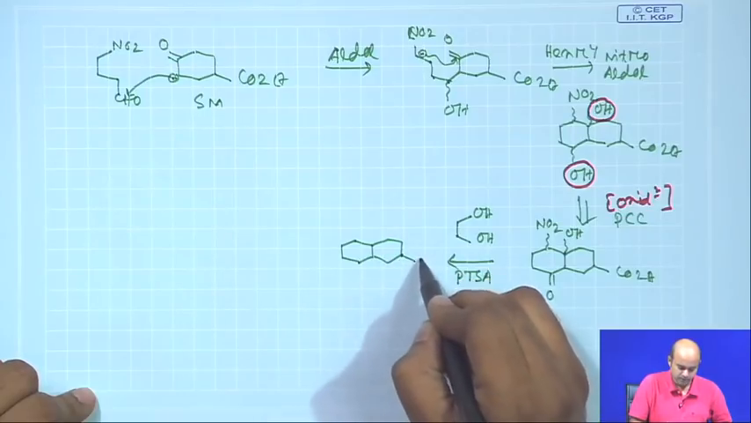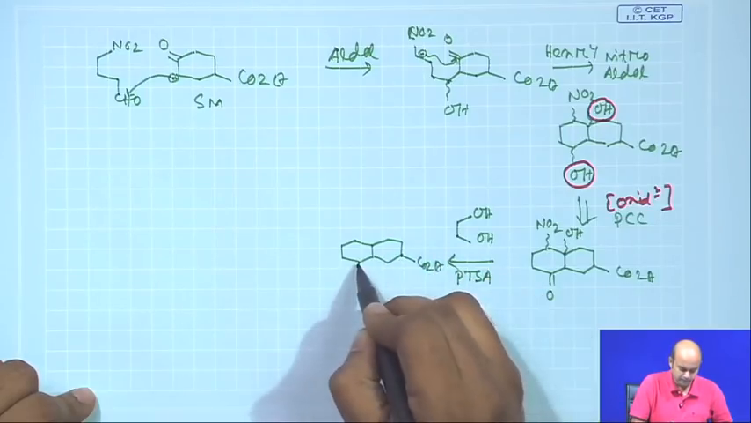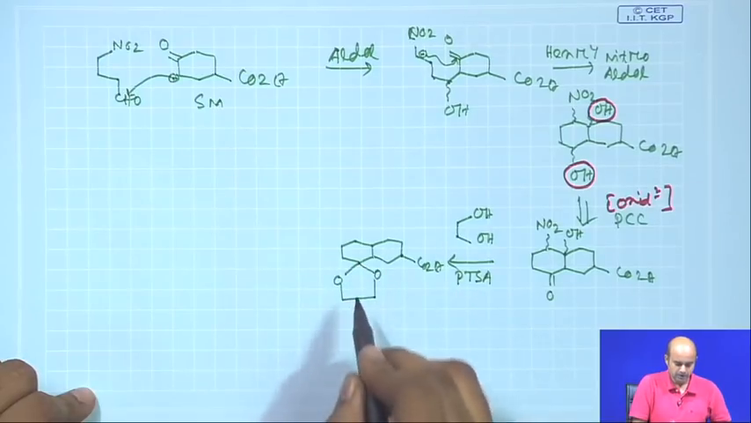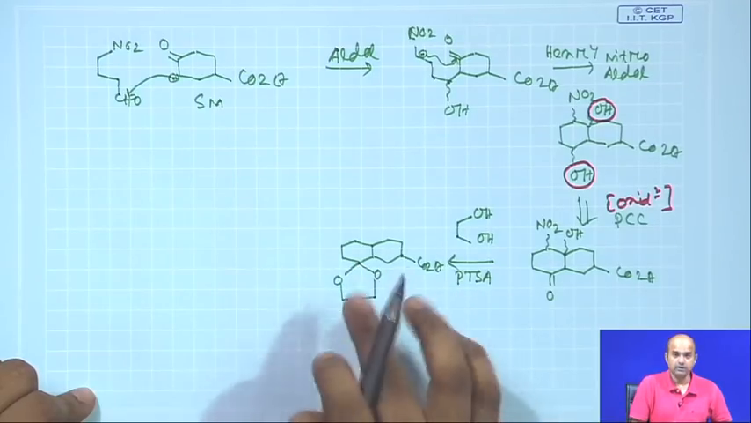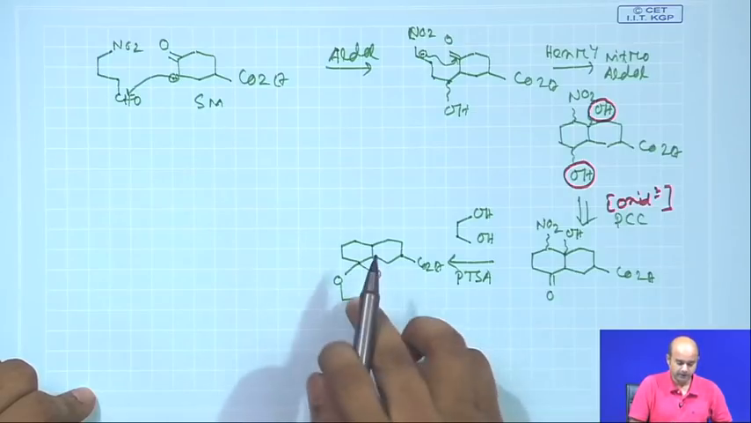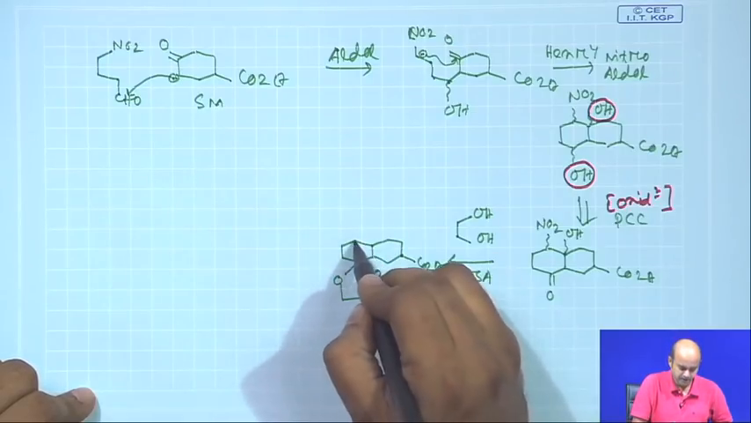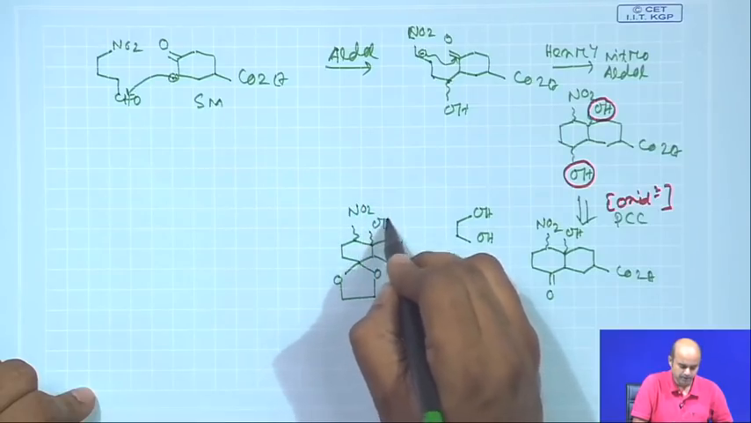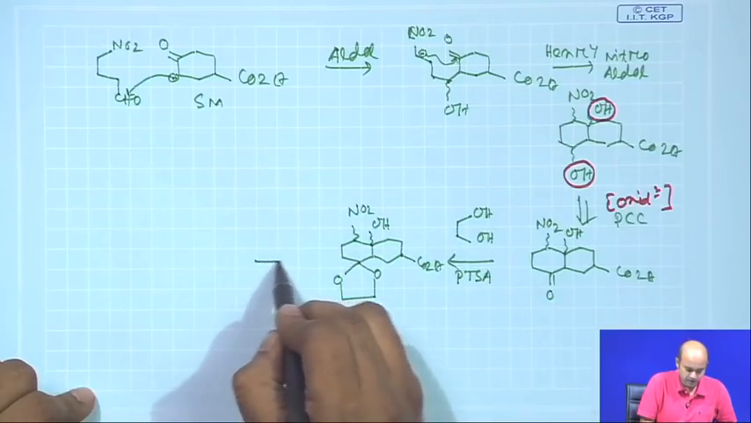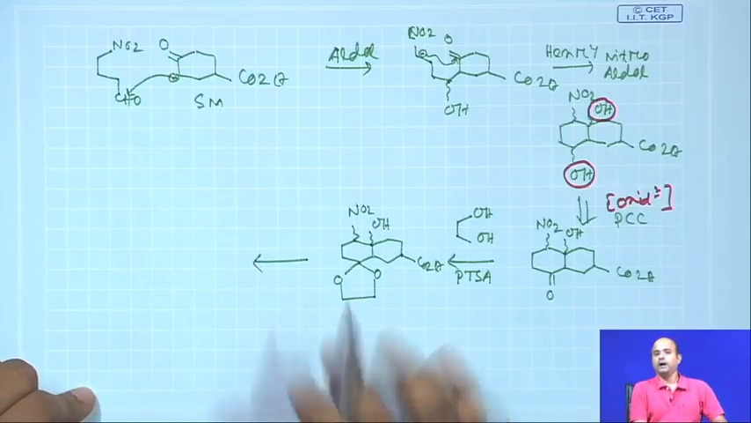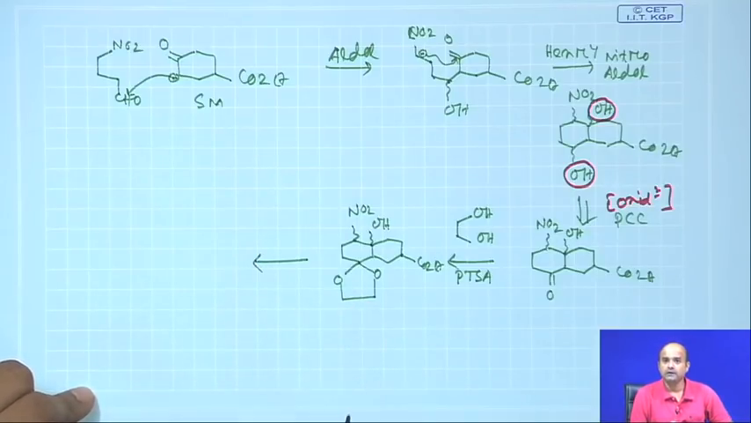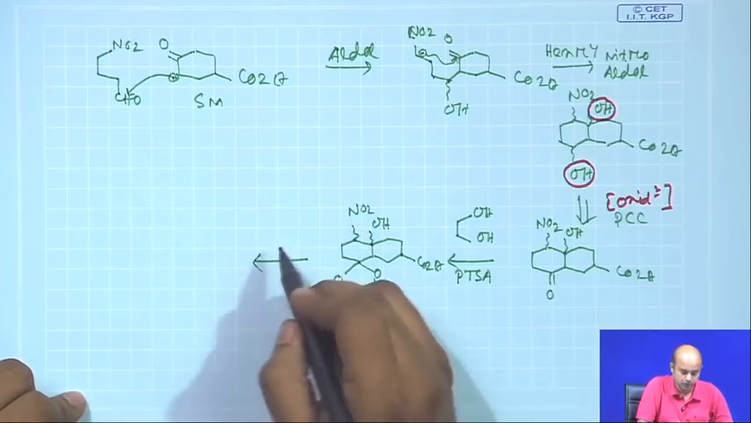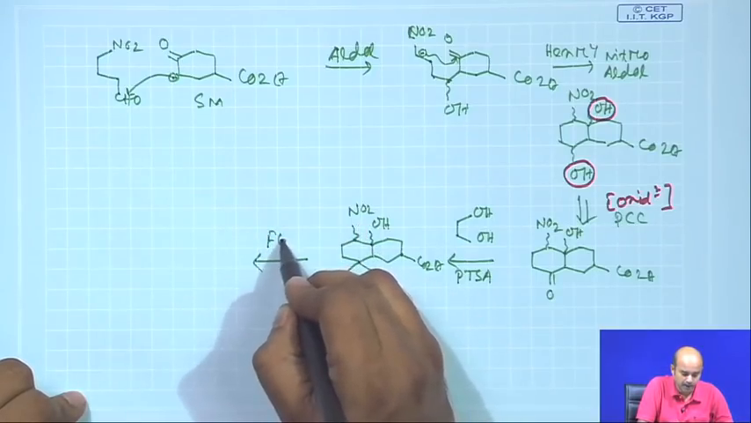So, try to write the structure as it is. This ketone will now be protected as its ethylene glycol derivative, the cyclic ketal. The remaining part, the nitro will be the same, the OH will remain the same. Now, we will be doing a crucial Tiffeneau Demjanov ring expansion. For that, the nitro group has to be reduced. So, we will be doing now a functional group addition.